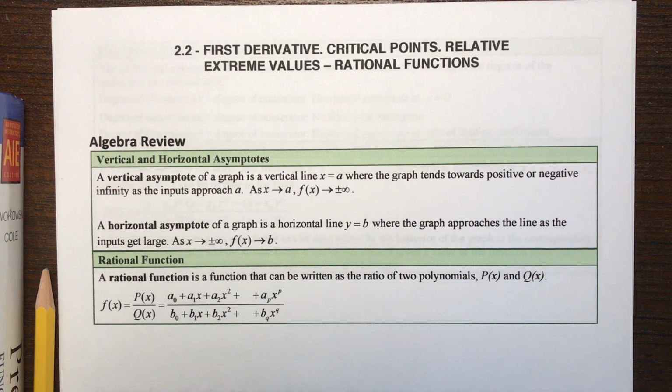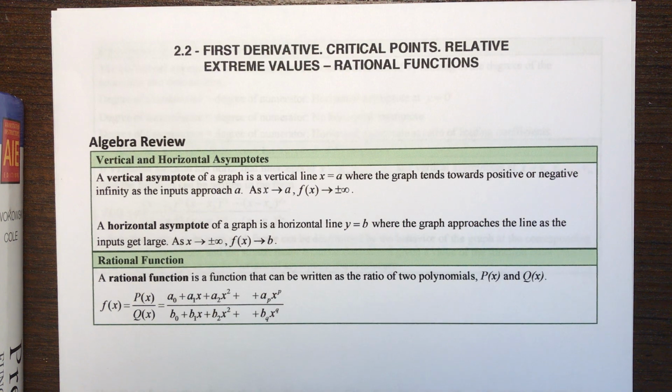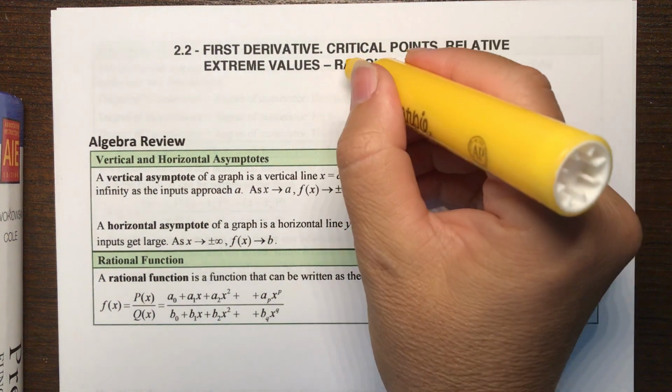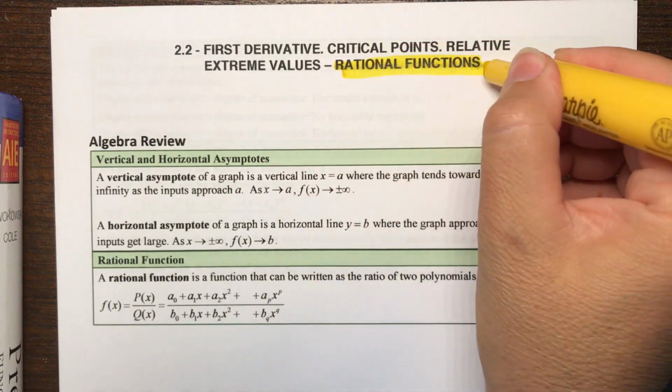All right, class, welcome to section 2.2. We're going to continue our discussion of first derivative, critical points, relative mins and maximums, but we're going to apply those ideas to a little bit more complicated functions, which are the rational functions.